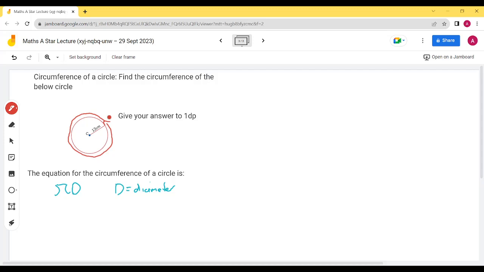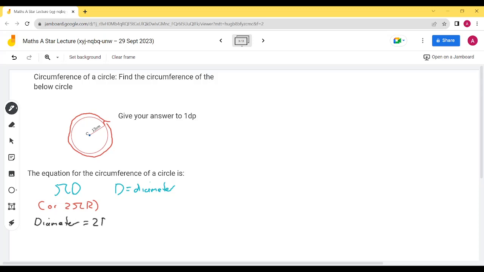Now you may see the equation written as 2 pi. It just means the same thing, because if it's 2 times the radius times pi, well, the diameter is twice the radius, so it means exactly the same thing. It doesn't matter which way you learn it. I personally think it's better to learn as pi d because it helps separate the two equations, but either way it is fine.